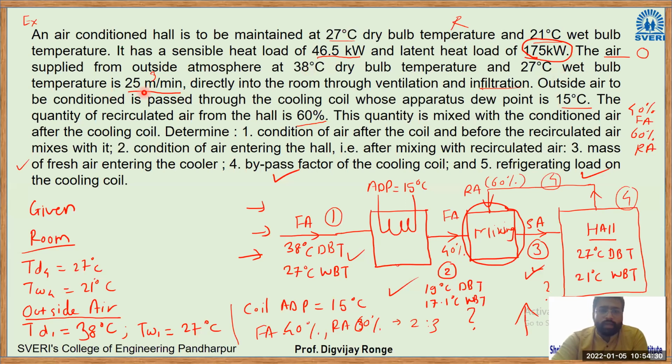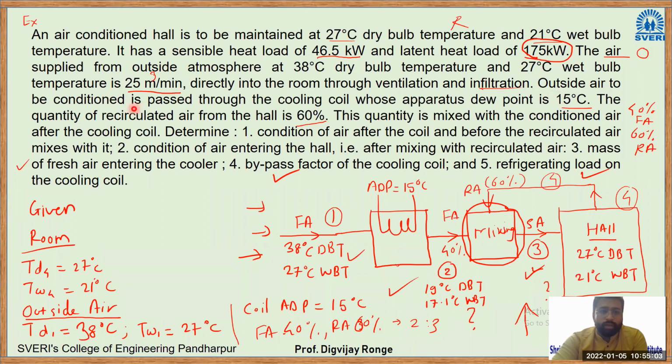Okay. So here they have given the room condition and they have given the outside condition. Here it is the outside condition. Here it is the room condition. They have given the sensible heat load acting, that is room sensible heat load RSH is 46.5. RLH is given as 175 kilowatt, RLH is more. So that outside air enters at 25 meter cube per minute directly into the room through ventilation and infiltration.